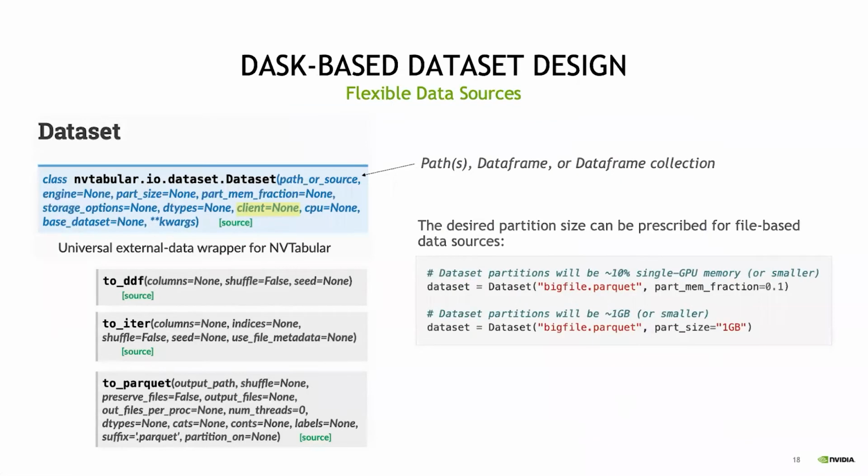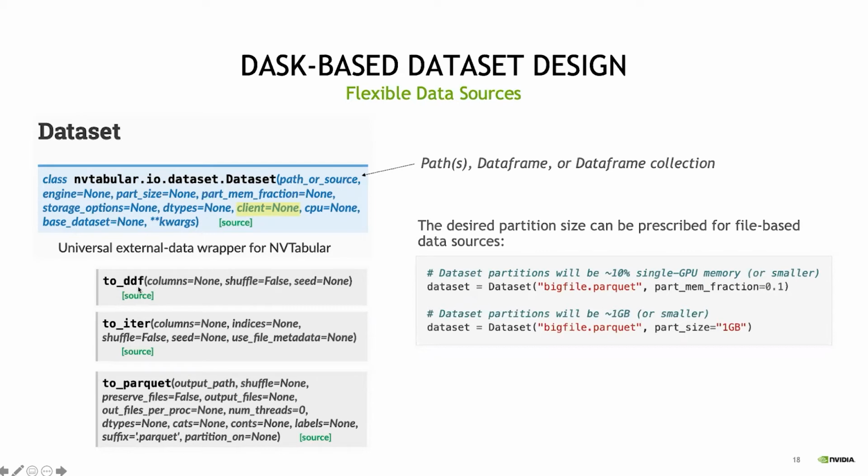So now I'll talk a little bit about the new dataset API after moving over to Dask. Like I said before, you would pass in a client if you want to do this in distributed mode. But the important things to understand about the dataset API is that it can accept a path or a list of paths. It can accept a data frame or a data frame collection. And then it has these three very important methods that can be used by the workflow or by the user.